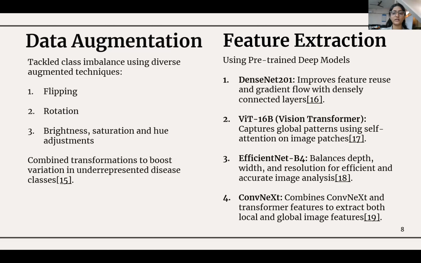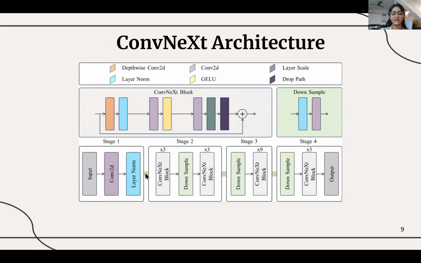ConvNeXt stands out as a modern convolutional architecture that combines the strengths of traditional CNNs with transformer-inspired design principles. So why did we choose ConvNeXt? It starts with a 4x4 convolution for patch embedding, and its hierarchical architecture allows it to learn both local and global features effectively. We applied transfer learning and gradual unfreezing of layers in the ConvNeXt architecture, which preserved the low-level features while adapting to high-level retinal disease classification. So this boosted both accuracy and training efficiency.